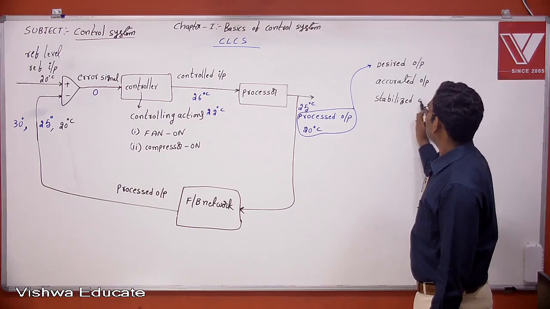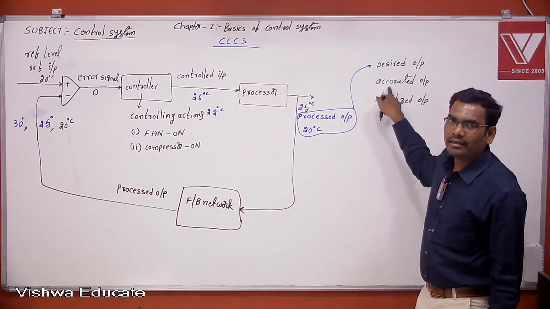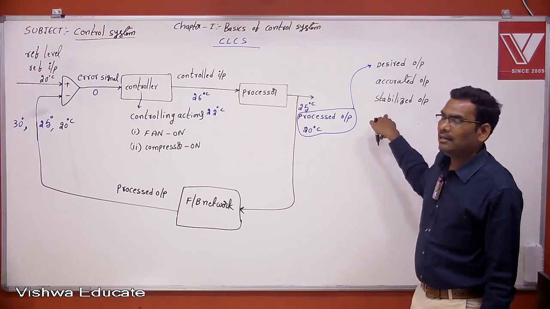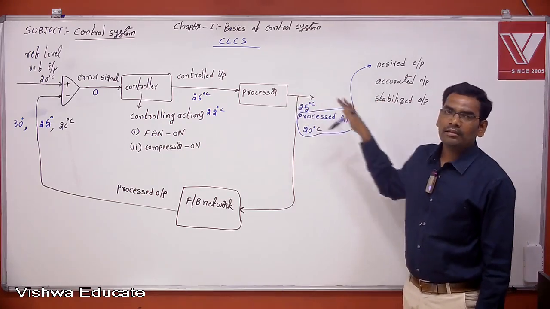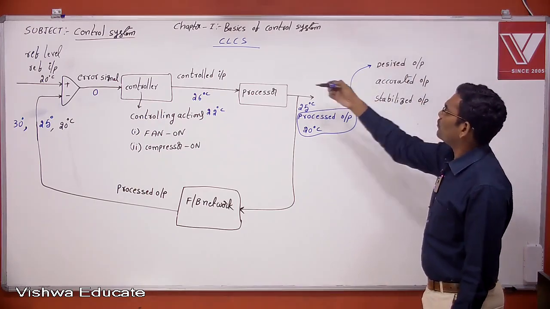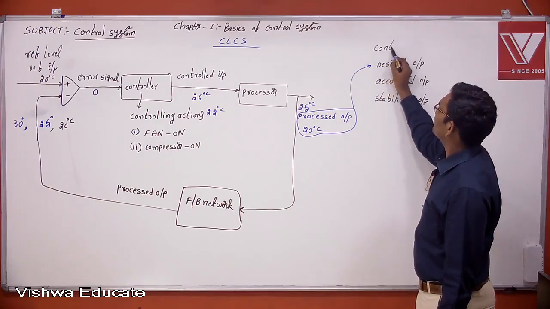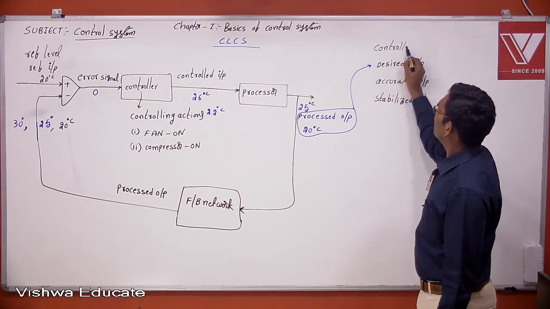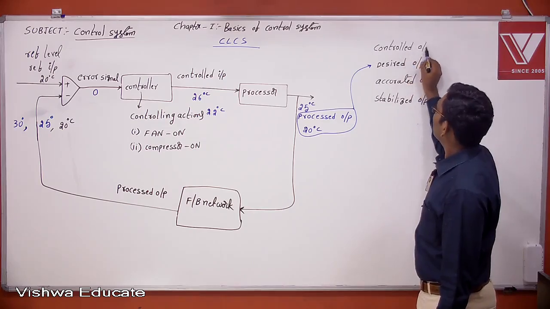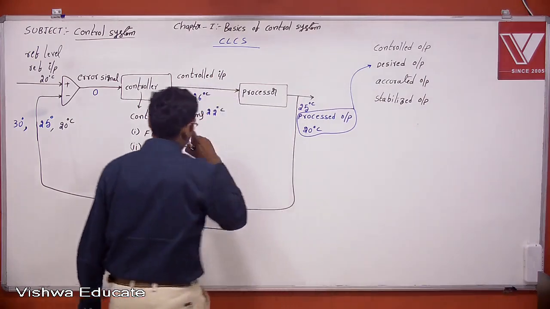This is stabilized output. When error equals 0, therefore it is more accurate and more stabilized. That's why this is called accurate output. This is the best name for this. And of course we are applying some controlling action, therefore it may be called controlled output. This is controlled output.